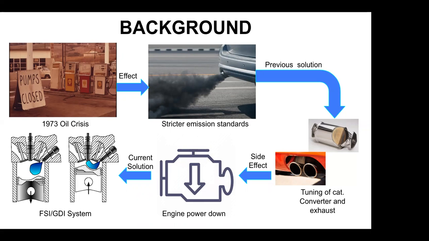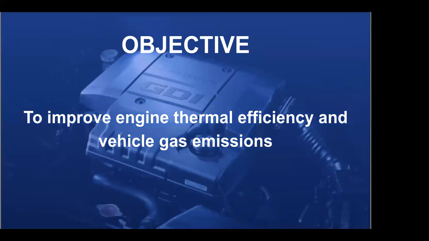However, this caused a major problem, which is the drop in power for most car engines. Hence, the solution is to have direct injection, which is a system where the injector injects fuel directly into the combustion chamber of the engine and in turn improves engine efficiency and vehicle emissions without sacrificing any performance. So the objective of direct injection is to one, improve engine thermal efficiency, and two, to improve vehicle gas emissions.